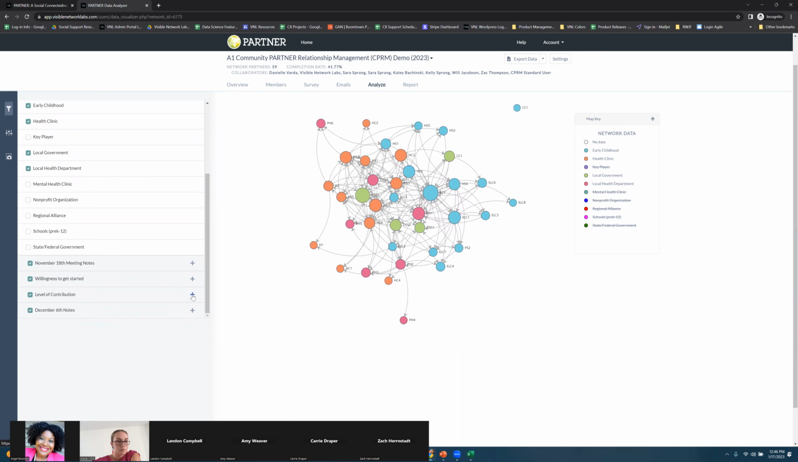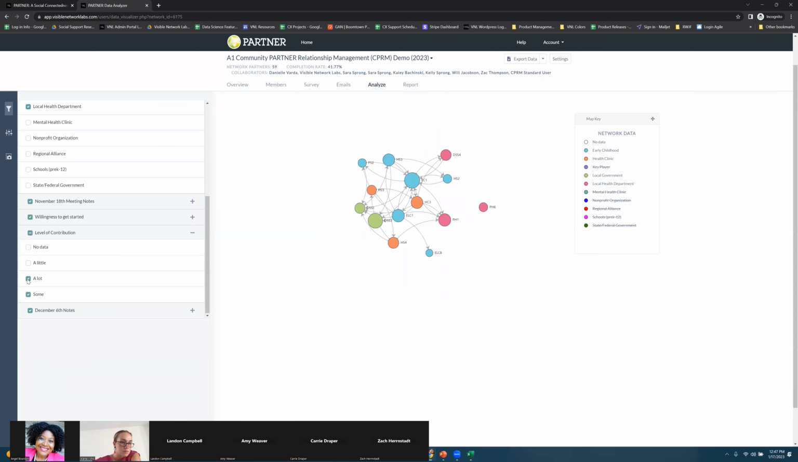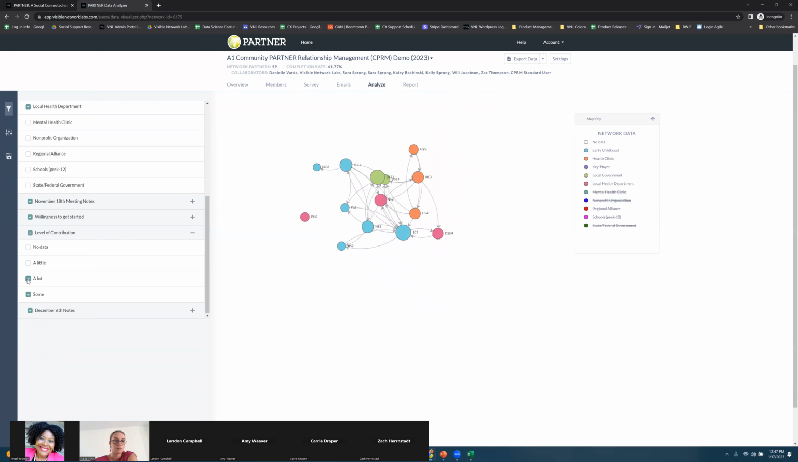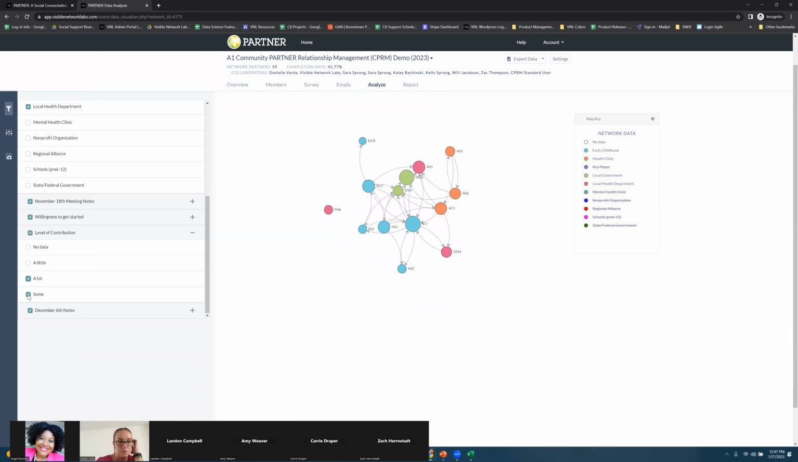But maybe I have this level of contribution here that I also want to filter by. So now I want to look at only those who said that they can give a lot of contribution to this network. So now I'm looking at specific groups that can give me a level of contribution. And this is an attribute that I've put in. So you can turn anything into an attribute, and you can sort like this as well.